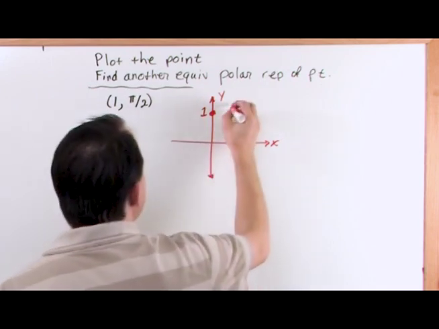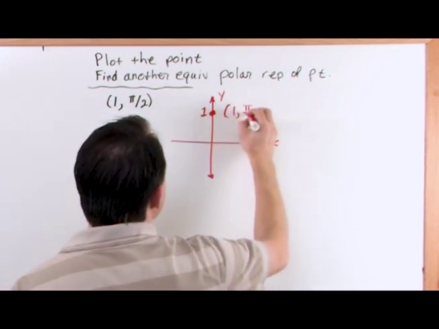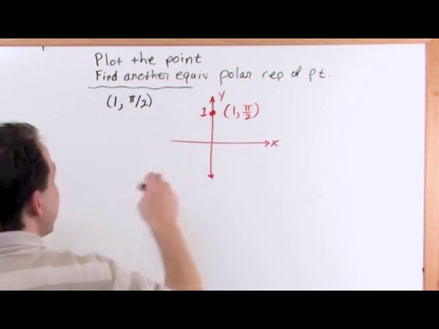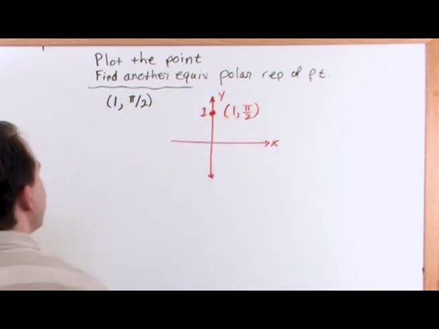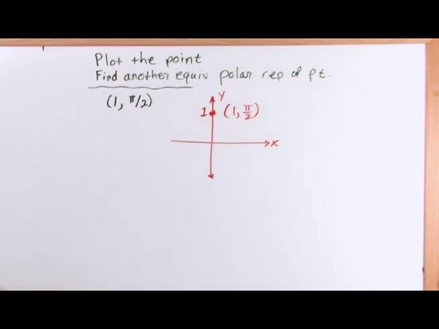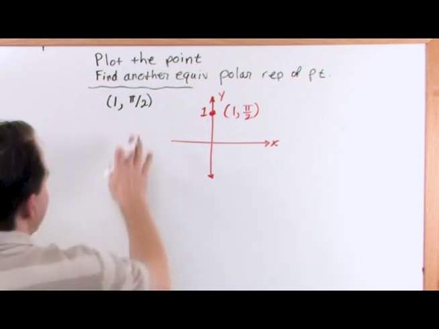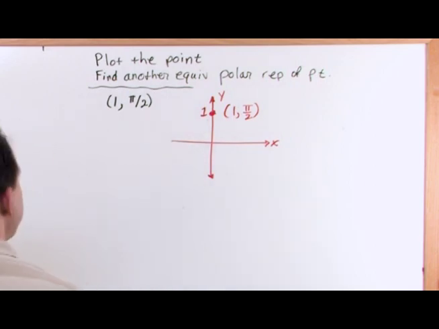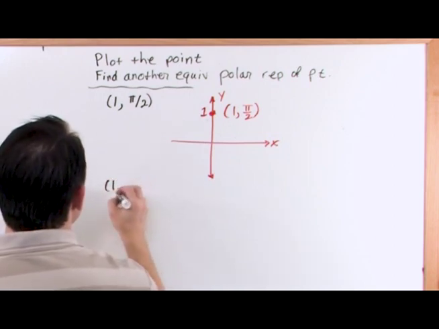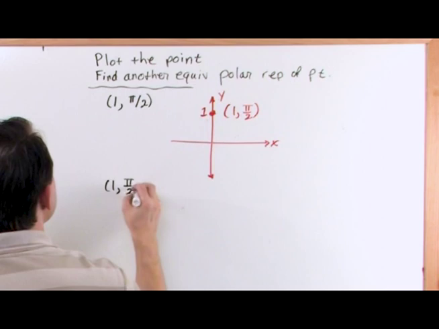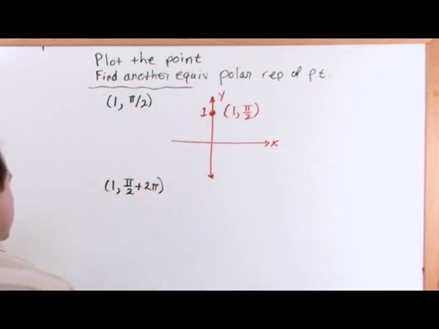So the point is 1 comma pi over 2. The reason it's up there is because the radius is 1, so I'm labeling this radius as 1, and it's up here at an angle of pi over 2. So I only took 2 numbers to plot that point. Now if I wanted to find another representation of that, all I've got to do is add 2 pi, or I can subtract 2 pi. I can do lots of things, but I'm just going to add 2 pi. So it would be 1 comma pi over 2 plus 2 pi.